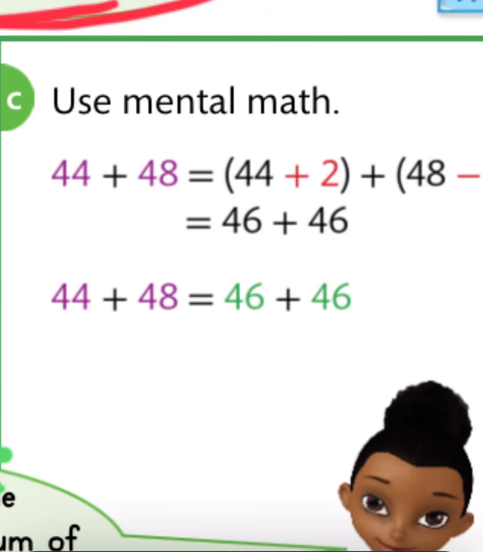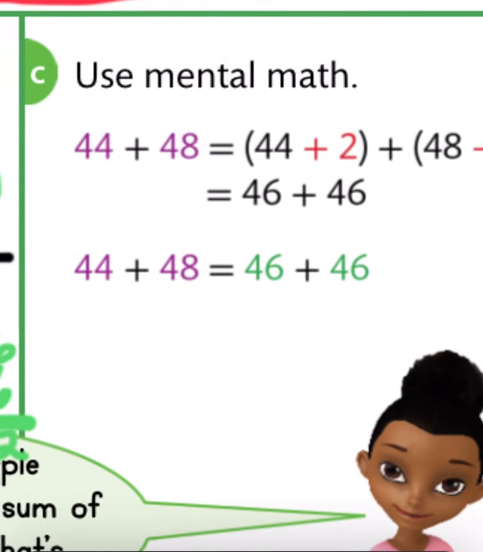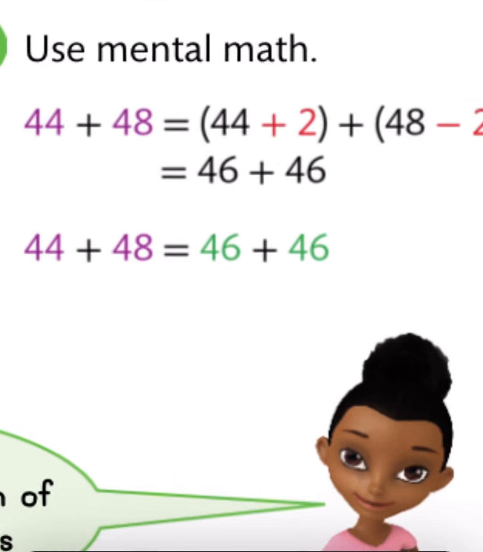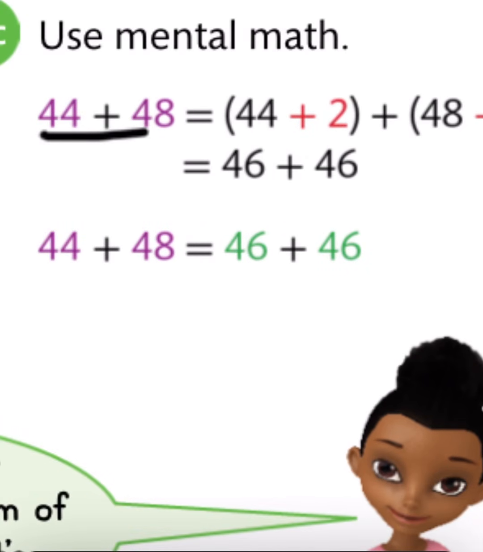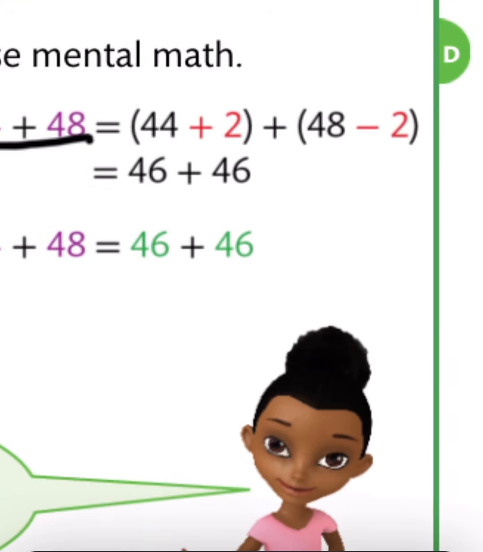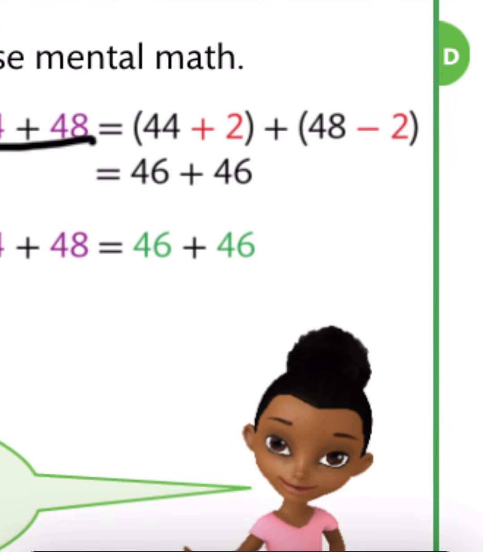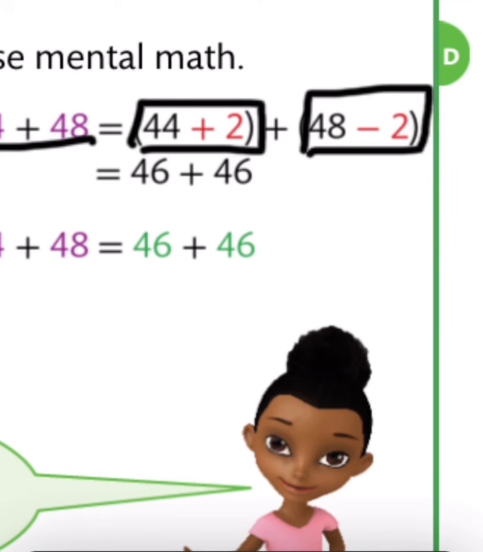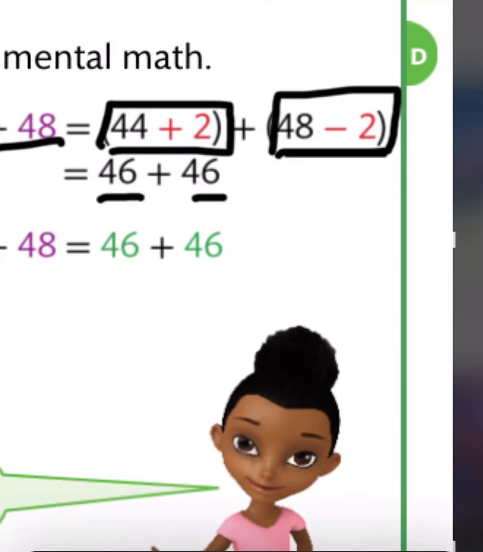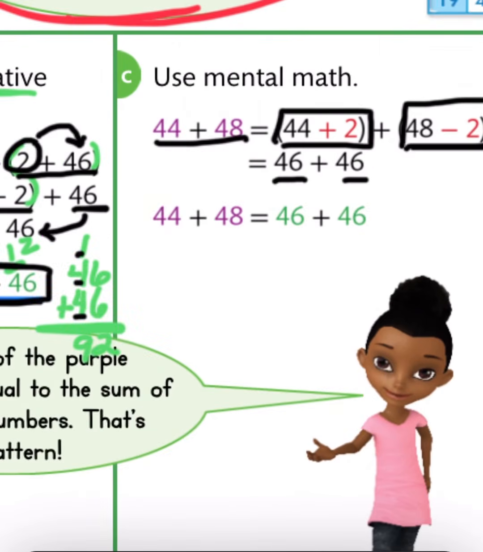Another strategy, we can use mental math. Instead of writing everything out like that, you can think about it in your head. So again, she starts with 44 plus 48. However, this time, she decided to add 2 to 44. Well, if she adds 2 to 44, she has to take 2 away from the other side, from 48. 44 plus 2 is 46. 48 minus 2 is 46. And again, we get this equation, 44 plus 48, she's showing that equals 46 plus 46.